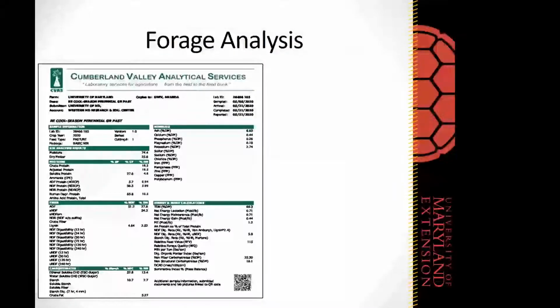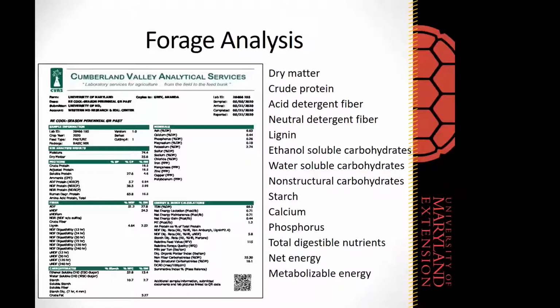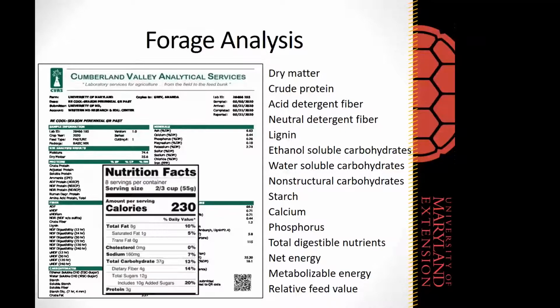So if you've never seen a forage analysis before, here's a picture of an example of what one might look like. And there are a lot of different things included on that forage analysis. What we're going to go through for the rest of the presentation is just some of the major things that we see on that forage analysis, and talk about what those different terms mean and how we can relate that back to our animal nutrition and our planning. And again, as we go through each of these, we'll be relating it to that nutrition facts label, just to give you a reference to something that you might be a little bit more familiar with looking at.